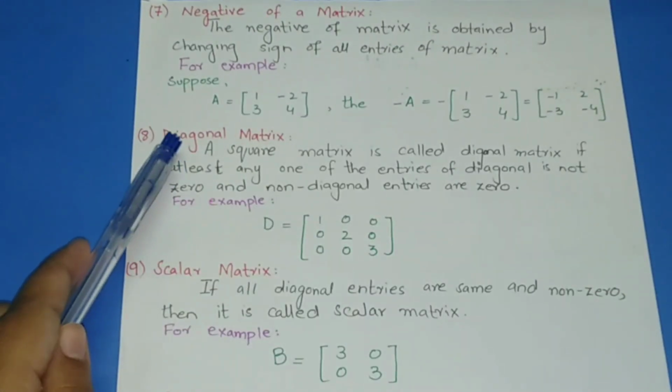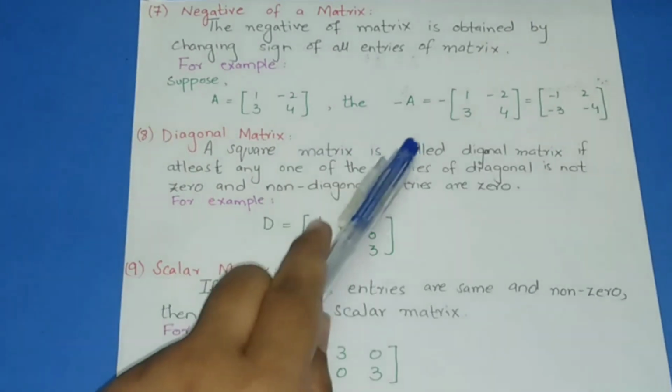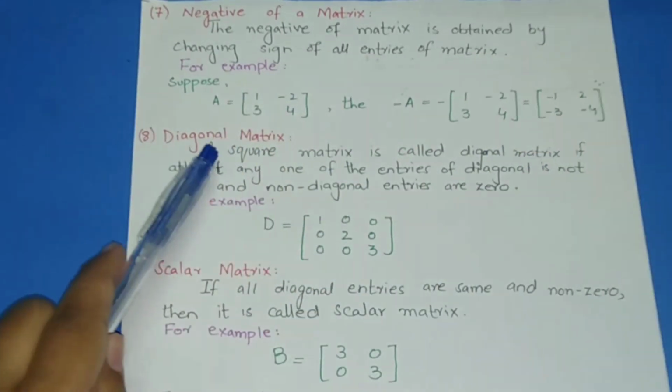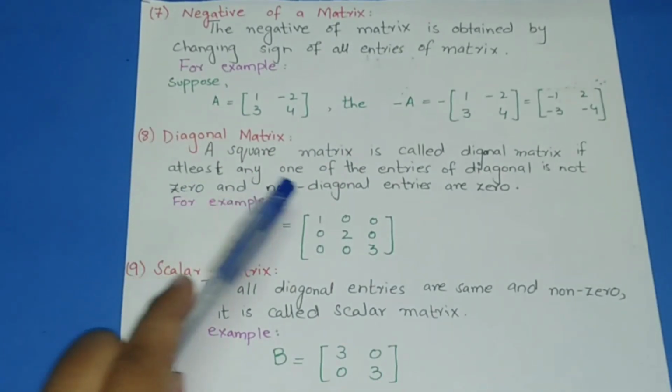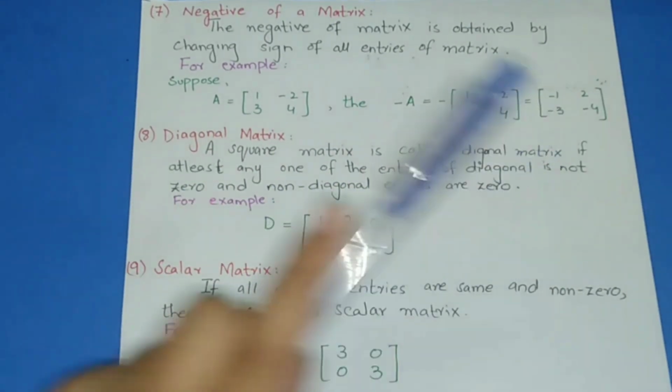The 8th type is diagonal matrix. A square matrix is called a diagonal matrix if at least one of the entries of diagonal is not 0 and non-diagonal entries are 0.